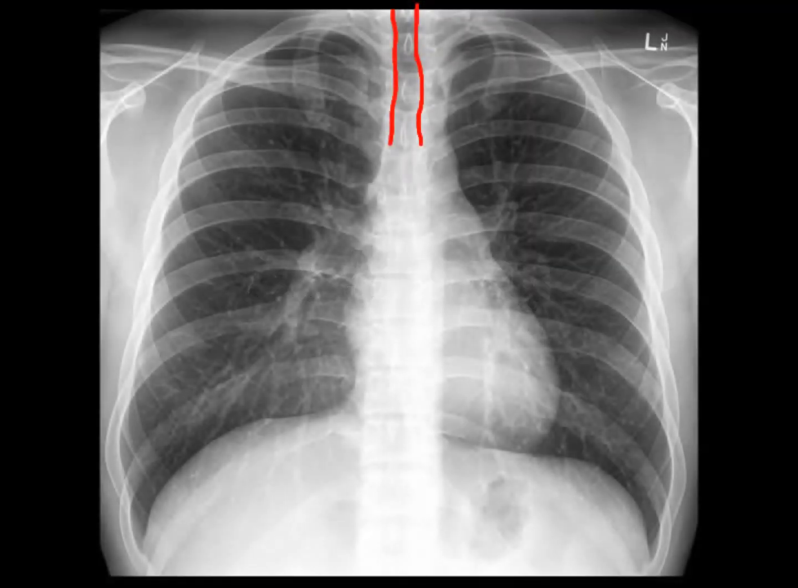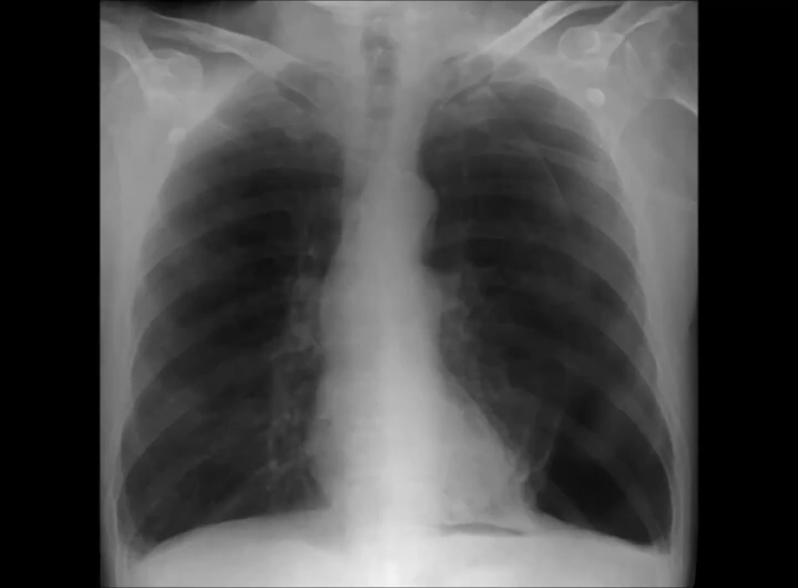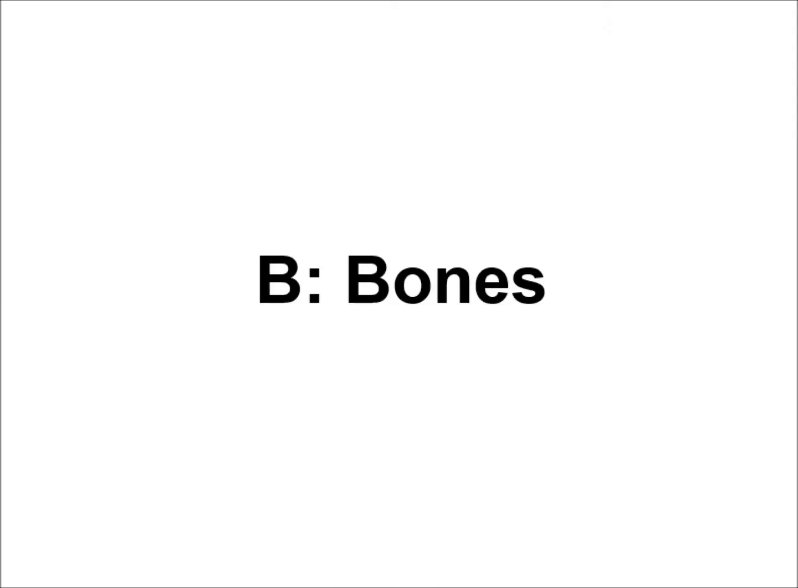Now let's start with A, which stands for airway. A normal airway is central and open. An airway that deviates to one side may be due to a tension pneumothorax. B stands for bones. With bones, start at the top and work your way down, making sure that you look at all the bones visible on the film.